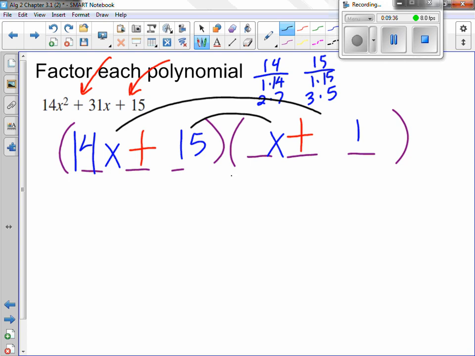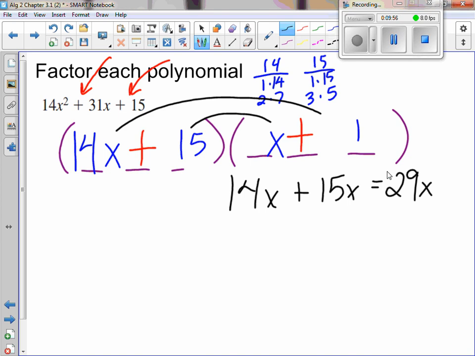14x times 1 is 14x. 15 times x is plus 15x. 14 plus 15 is 29x. Is that what we wanted? No. So that's not it. So what can we do? We can switch some things around, can't we? So what can we switch? We can switch the 14 and the 1 or the 15 and the 1. 15 and 1 might be a little bit easier.